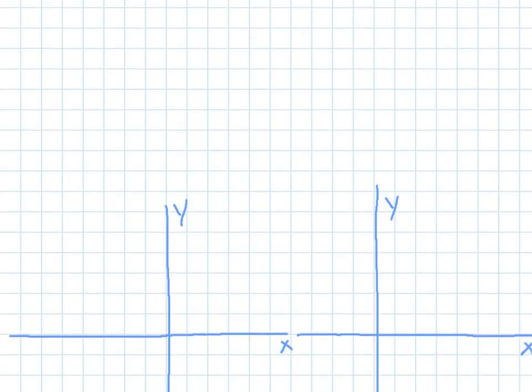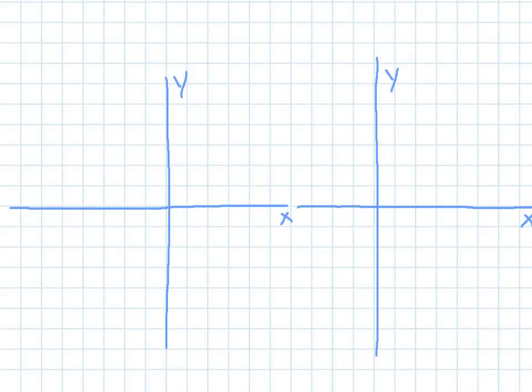Okay, so here, let's go ahead and graph this. So our center is at -2, 1. Okay, and then graph my vertices. Here's one of them.